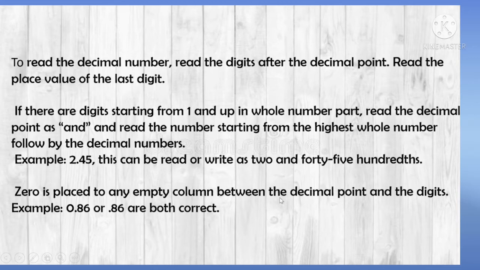Okay? 0 is placed in any empty column between the decimal point and the digits. Example, 0.86 or .86 are both correct. So, you can write it like this or without the 0 as long as there is a point. Don't forget the point. Because if there is no point, that is a whole number.